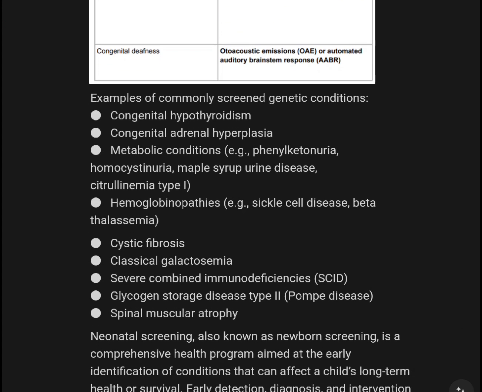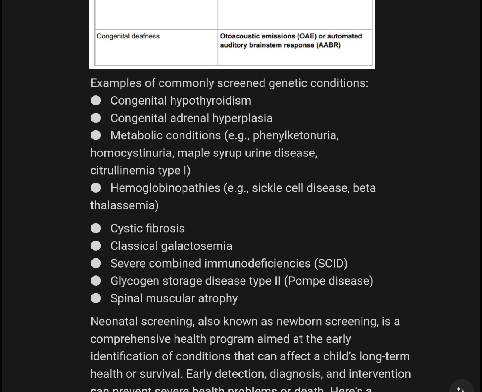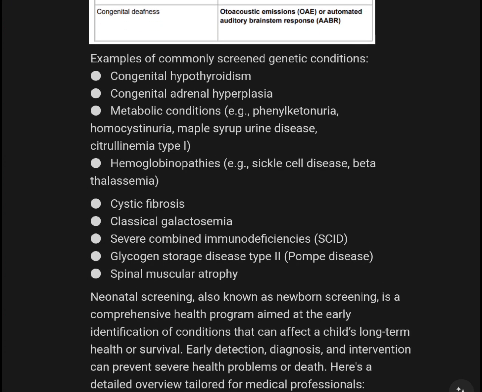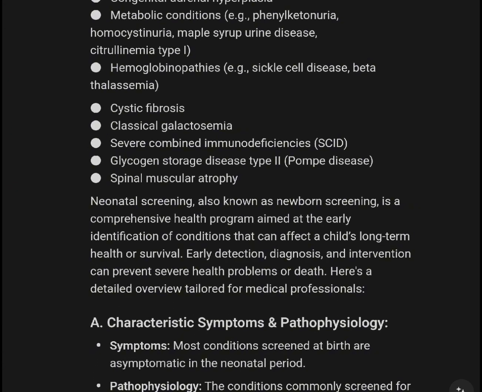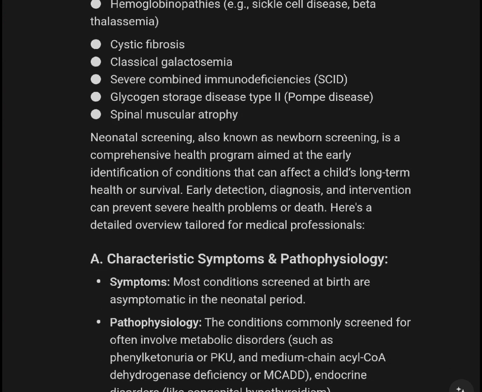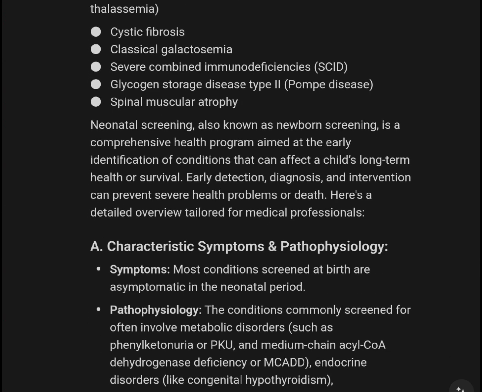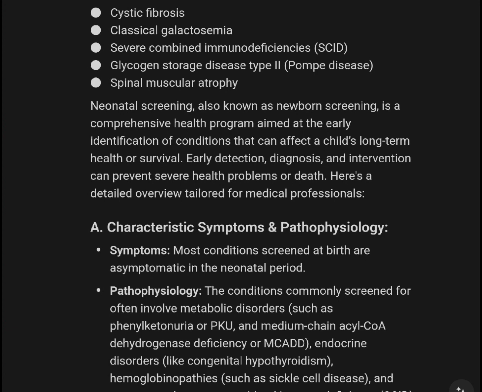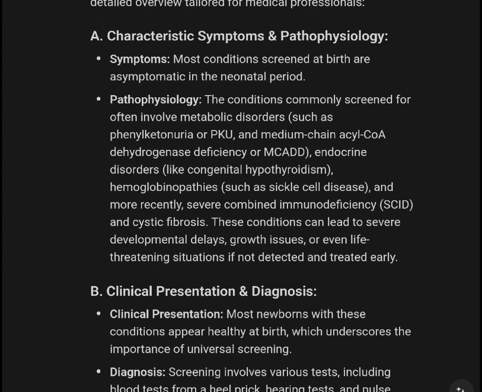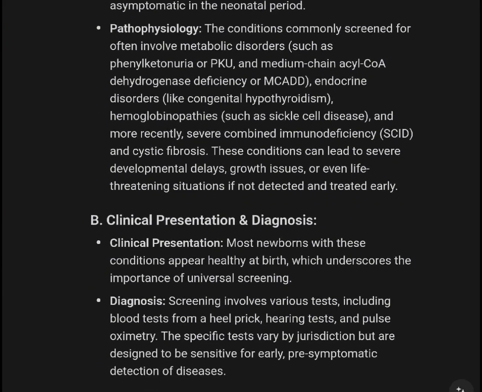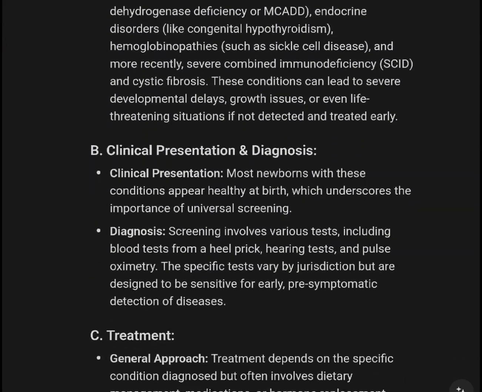Examples of commonly screened genetic conditions: congenital hypothyroidism, congenital adrenal hyperplasia, metabolic conditions, phenylketonuria, homocystinuria, maple syrup urine disease, hemoglobinopathy, sickle cell disease, beta thalassemia, cystic fibrosis, classic galactosemia, severe combined immunodeficiency, glycogen storage disease type 2, Pompe disease, spinal muscular atrophy. Symptoms: most conditions screened at birth are asymptomatic.